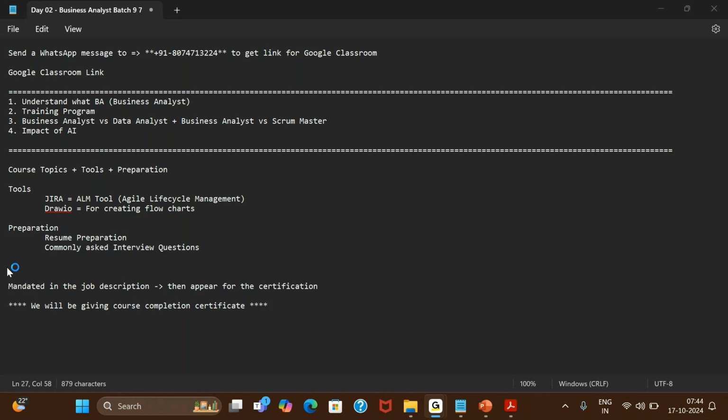As a developer, it will work if you don't know the domain. As a QA, it may work if you don't know the domain. But as a BA, you have no other option. You have to at least get to the basics of that domain. If not an expert, at least the basic part has to be there.